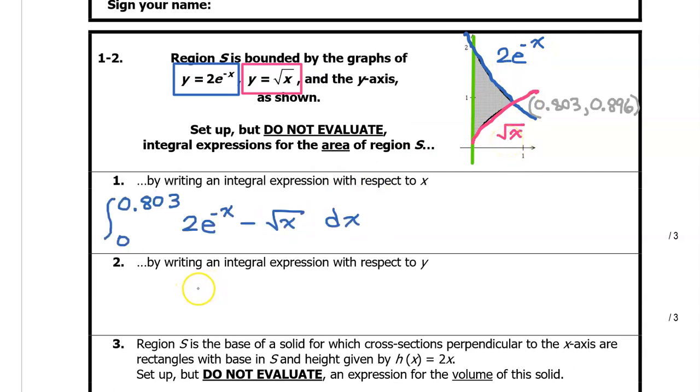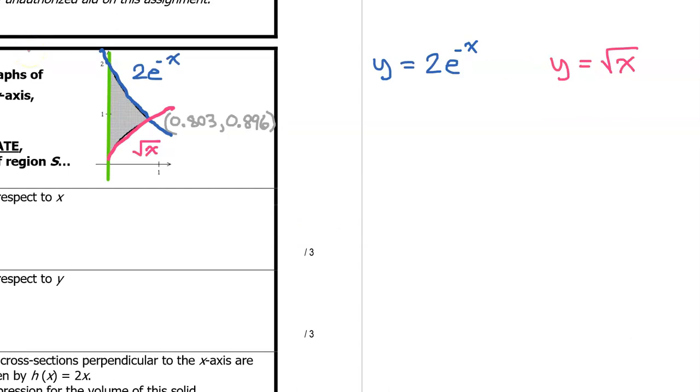For problem number 2, we need to write an integral expression for the area with respect to y. In order to do that, we need to change these expressions for each function to be in terms of y instead of in terms of x. Here are the two original functions written in terms of x. As we rewrite them in terms of y, it would be helpful to switch them both backwards.